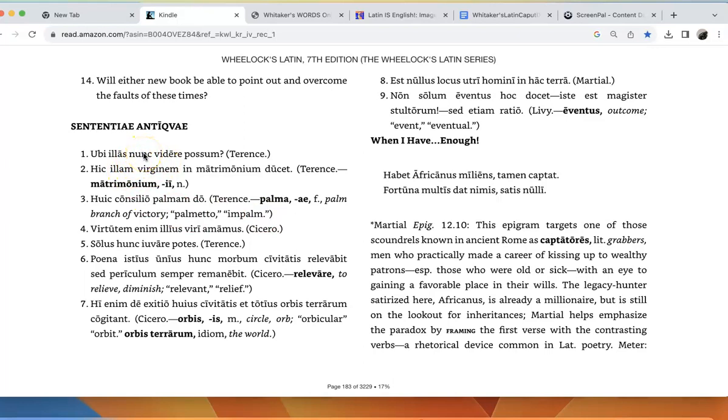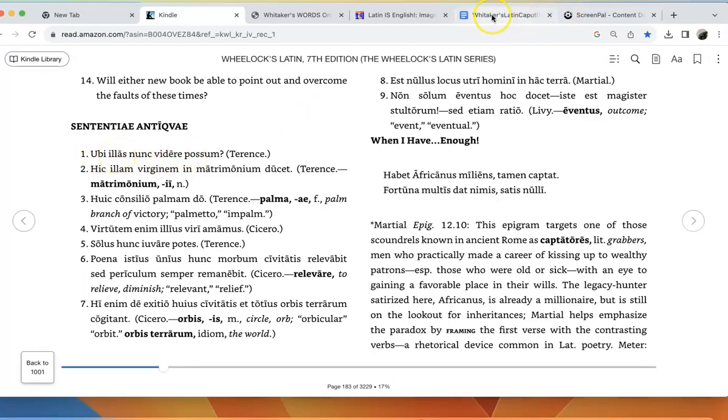Then nunc means now, so that's an adverb of time. Videre we had in chapter 1, it means to see. And then possum, we've also had earlier in the book, it means I am able or I can. So this one we put all together is like literally where those now to see I am able. But then we got to put it in the form of a question that makes sense. So where am I now able to see them?